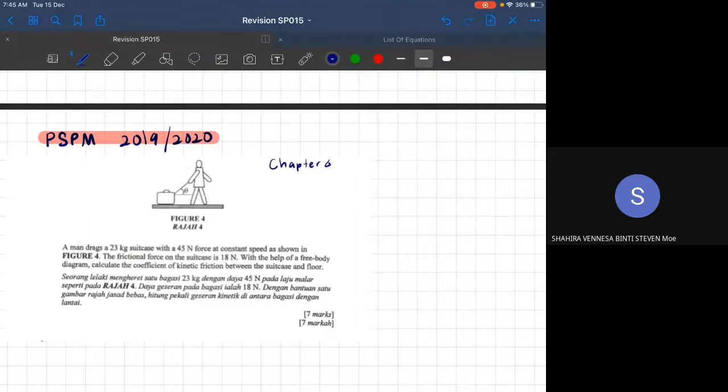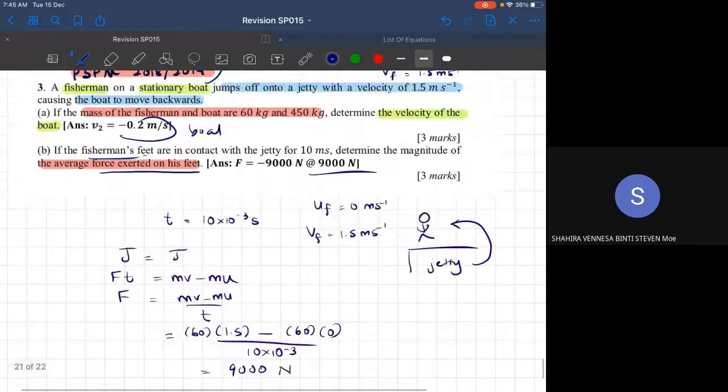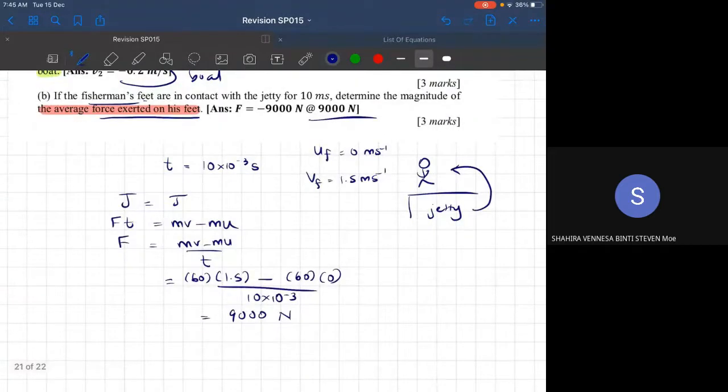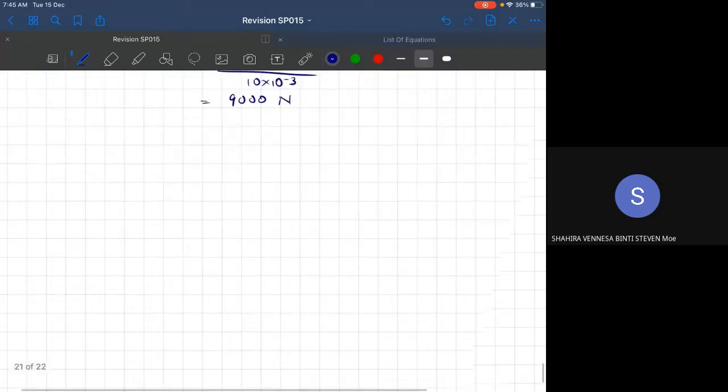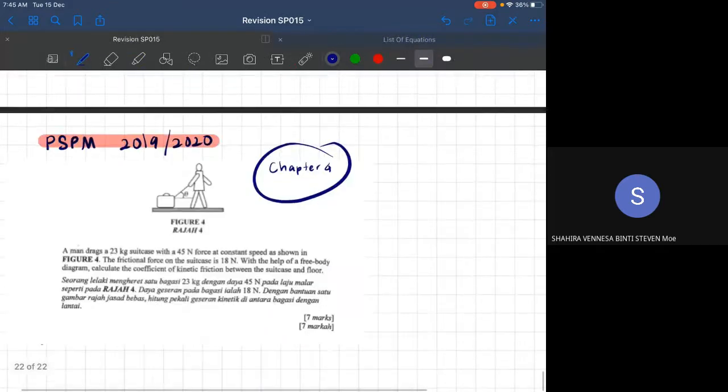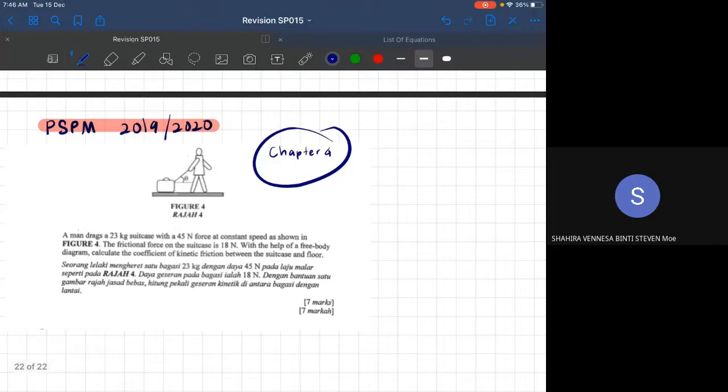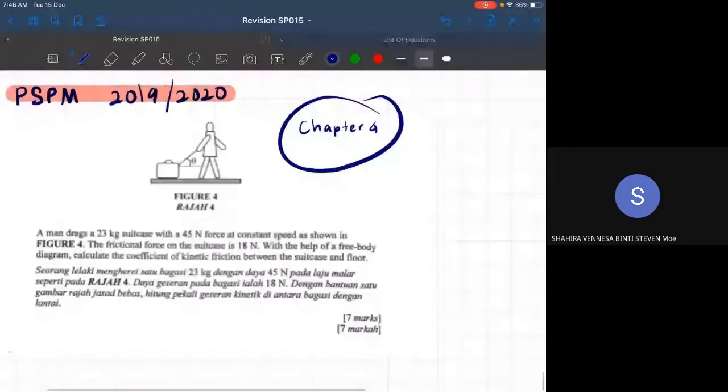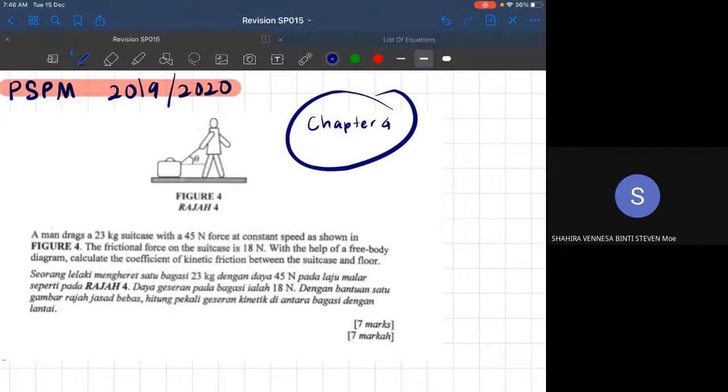Tadi sempat tak salin? Siapa tak sempat salin, boleh salin. Okay, so that is chapter 3, 6 markah. Ini kita masuk chapter 4, also 6 markah. Tapi tahun lepas pelik sikit, dia kasi 7 markah. Yelah KPM sekali dia je. Okay, so kita baca soalan tahun lepas chapter 4.